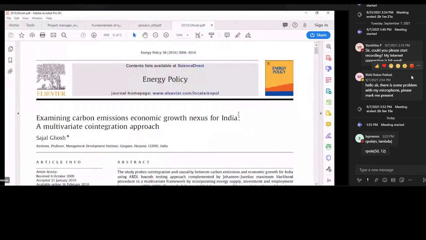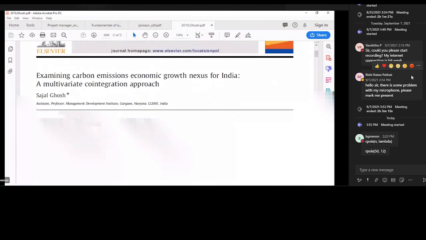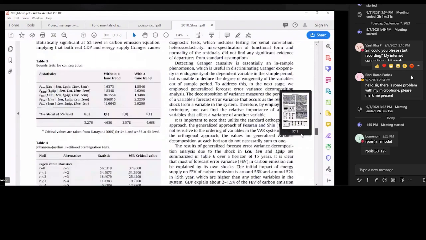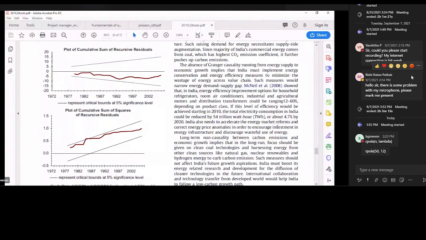This is an article by a very famous, world famous energy scientist from India, Sajal Ghosh. It was in Energy Policy. So he has used these charts. See, the application of the charts is not only in quality control, but in applied statistics and econometrics: plot of cumulative sum of recursive residuals, plot of cumulative sum of squares of recursive residuals.